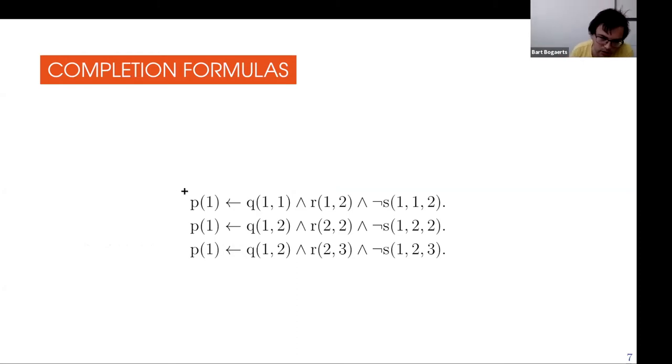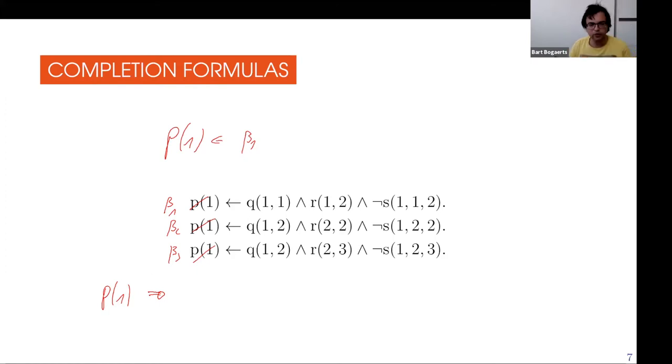Here you now see three instantiations of the rule I had before. Suppose these are the only three instantiations because of whatever Q and R are. Now, standard grounders will add a clause saying that if P of 1 is true, then one of three things should be true. In practice, they will replace these by new atoms, say beta 1, beta 2, beta 3, and new rules: P of 1 if beta 1, P of 1 if beta 2, and so on. And it will say if P of 1 is true, one of the three has to be true. So either beta 1 or beta 2 or beta 3 has to be true. This is known as completion formulas.